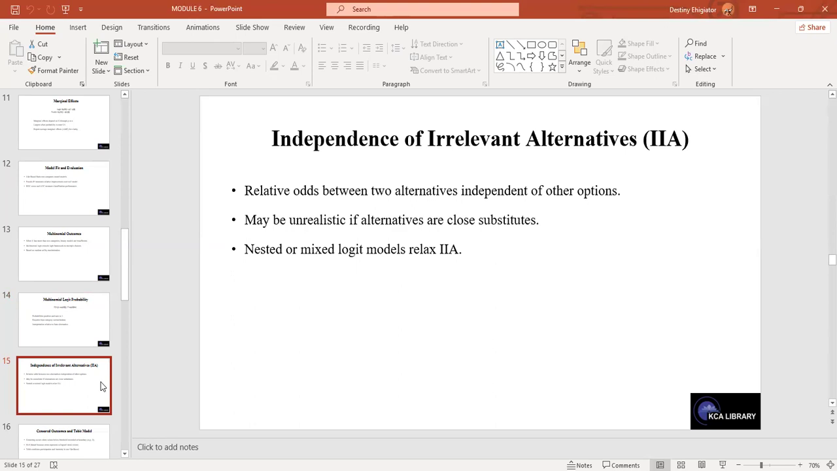Independence of irrelevant alternatives, IIA. Under IIA, relative odds between two alternatives are independent of other options. It may be unrealistic if alternatives are close substitutes. Nested or mixed logit models relax IIA.